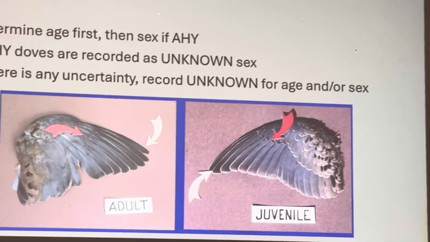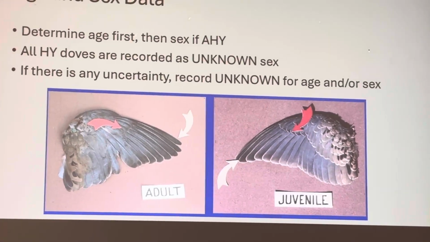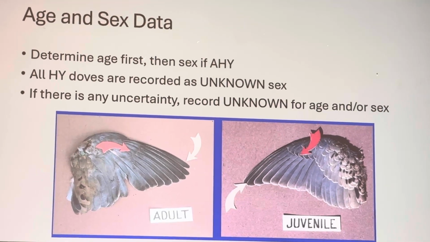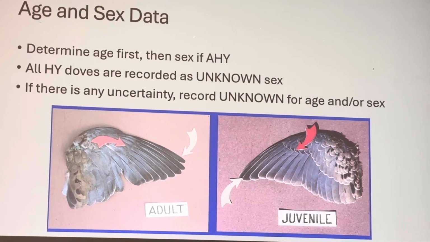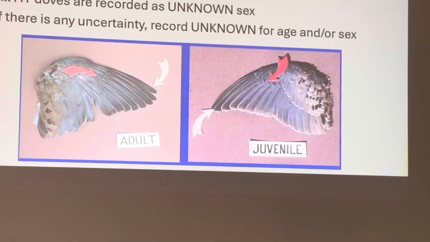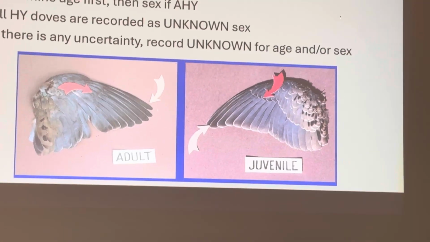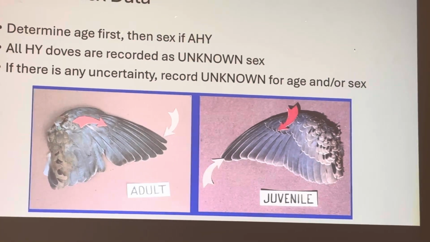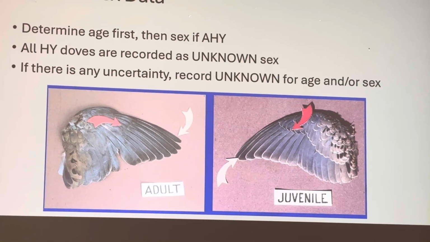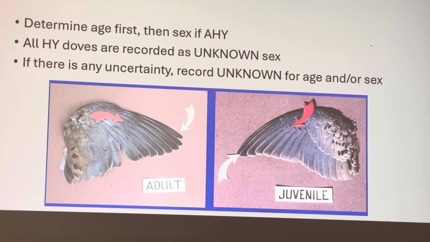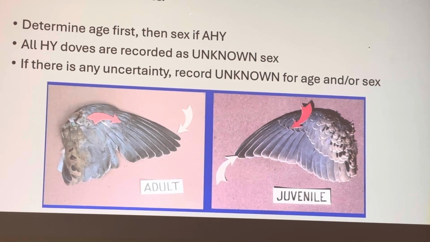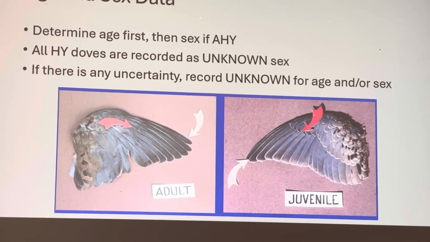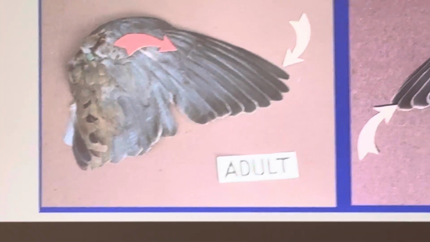So like I said, determine the age first, and then if it's an after hatch year, if you don't see any of these juvenile feathers with these buffy edges, then you can determine the sex of the bird as well. All hatch years are recorded as unknown sex. It's something if we get a data sheet and you've got a hatch-year bird that you assign the sex to, we'll try to correct that when we catch it, but we don't always catch it, so just need to try to keep that in mind.